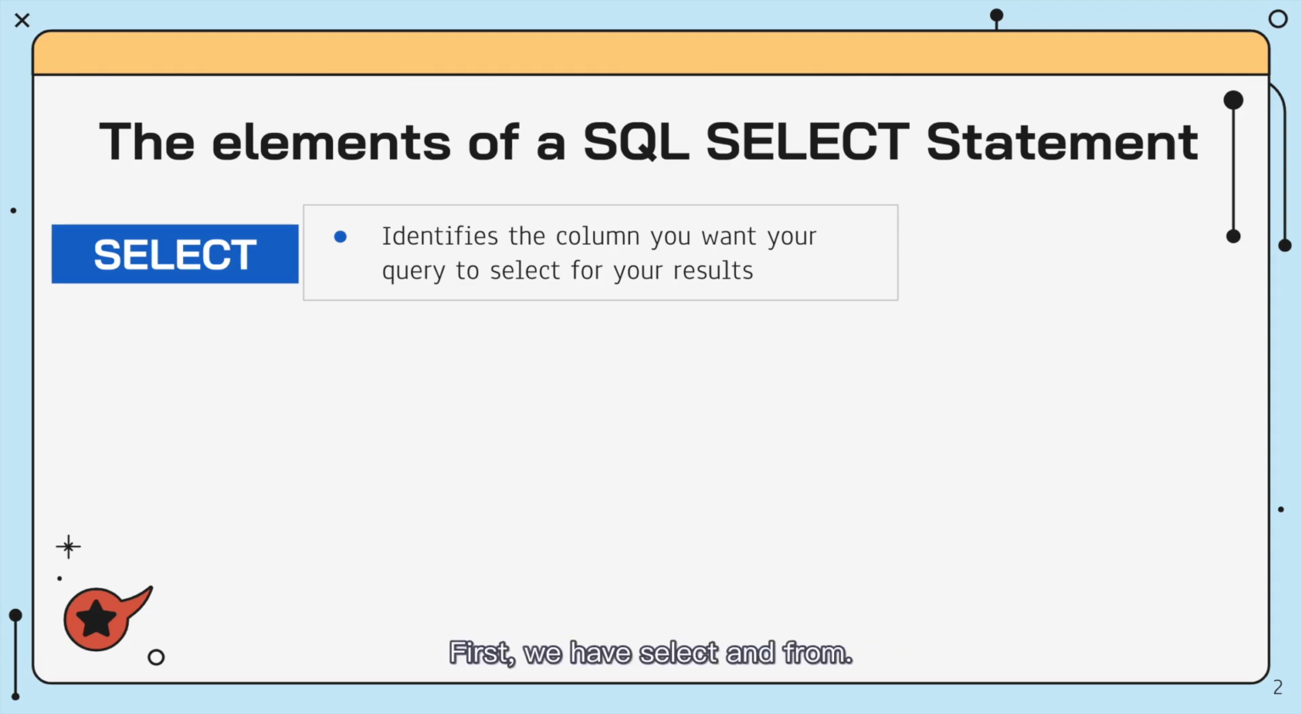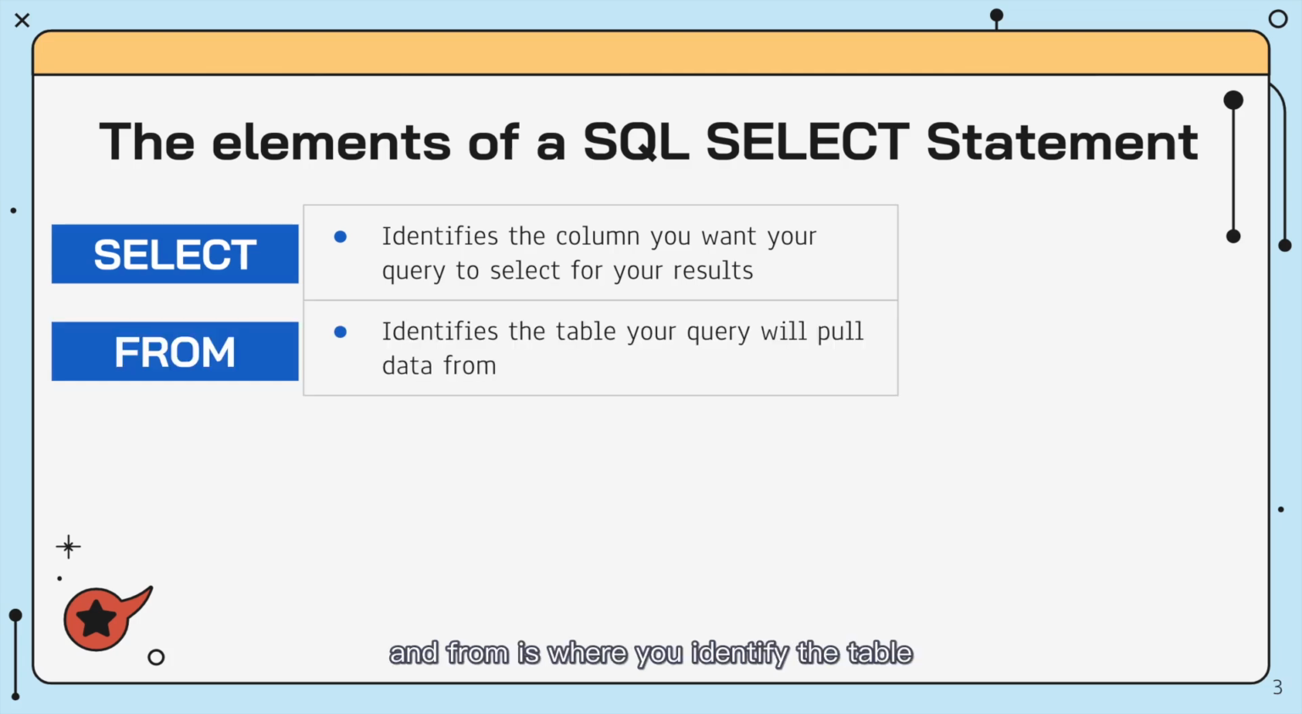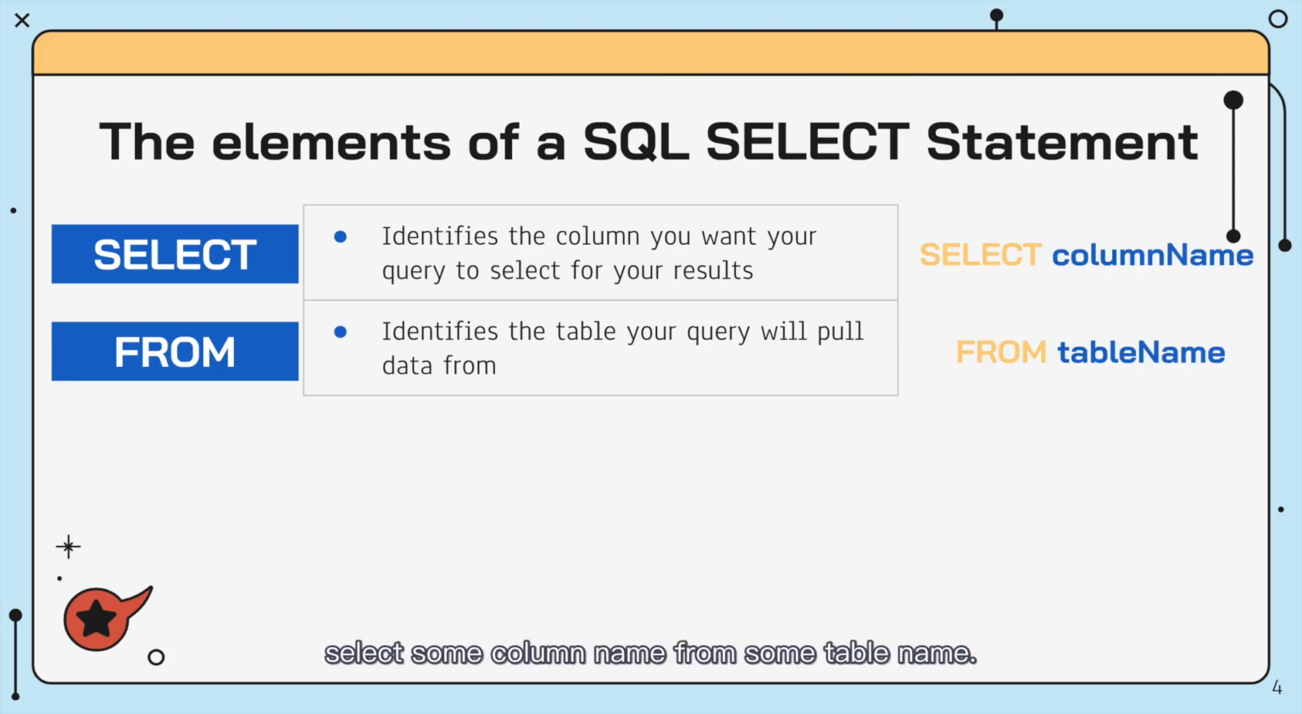First, we have select and from. Select is where you identify the columns that you want to pull into your results, and from is where you identify the table from which to pull those columns. The syntax looks just like this: select some column name from some table name.